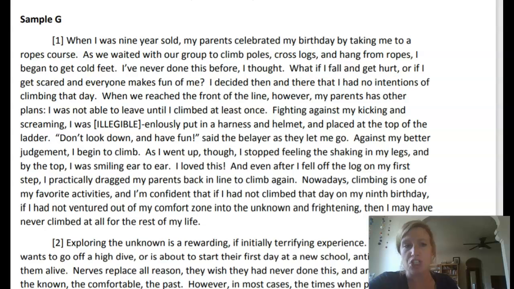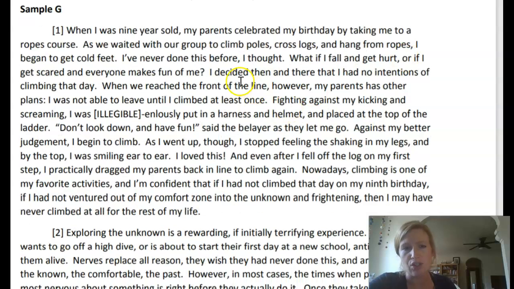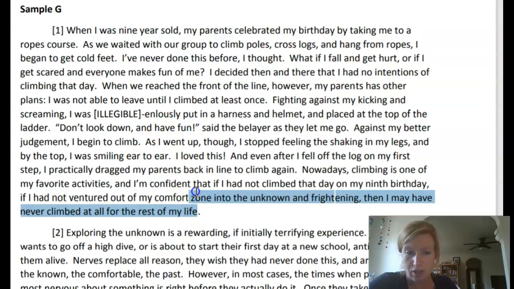For Sample G, you'll notice that this student started with an anecdote, a story about when he was 9 years old and his parents decided to take him to a climbing wall. And of course, he was only 9. He wasn't really sure. He was really afraid. And yet he was glad that he stepped into this new venture and took the risk. And so this student also has a very strong definitive stance.